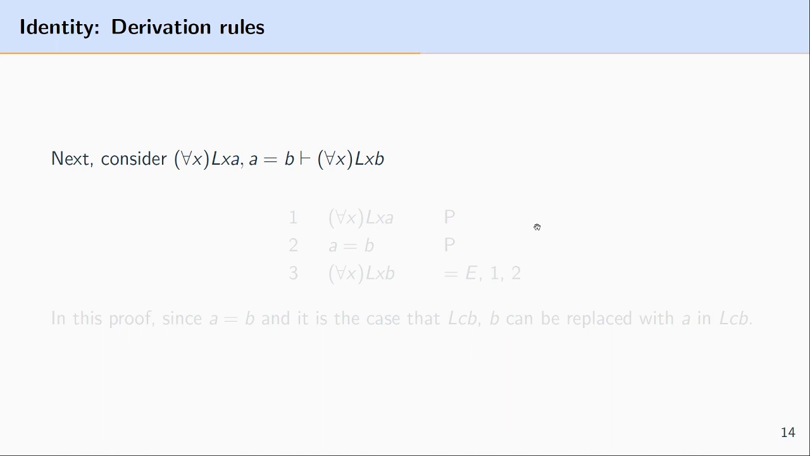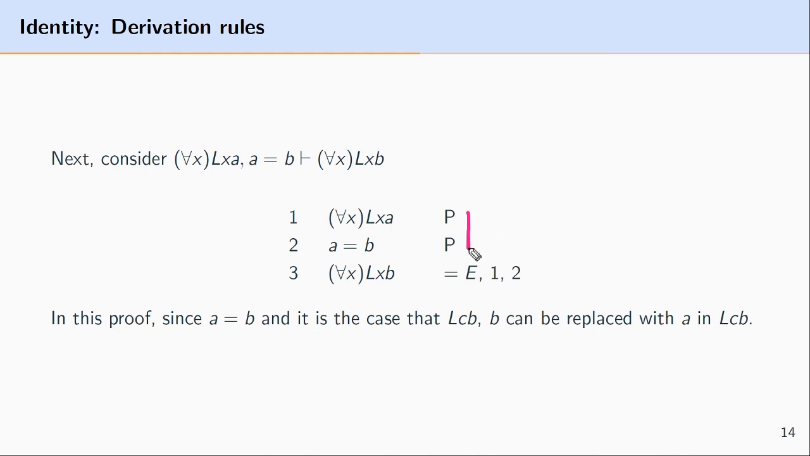Here's another example. Let's say we have for all x, LXA, and then we have this identity statement, A equals B, and then we want to derive for all x, LXB. So we set up the proof here, and we have this identity statement at line 2. We also have a formula that contains one of the names, and the name is A. And we make use of the identity elimination rule here, which says that since we have A at line 1, and we know that A is identical to B, we can replace this A with B. So we can write a new formula that simply takes that A and replaces it with B right here.